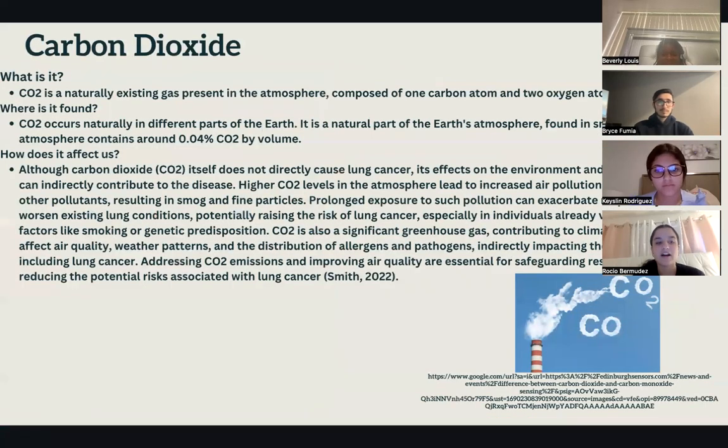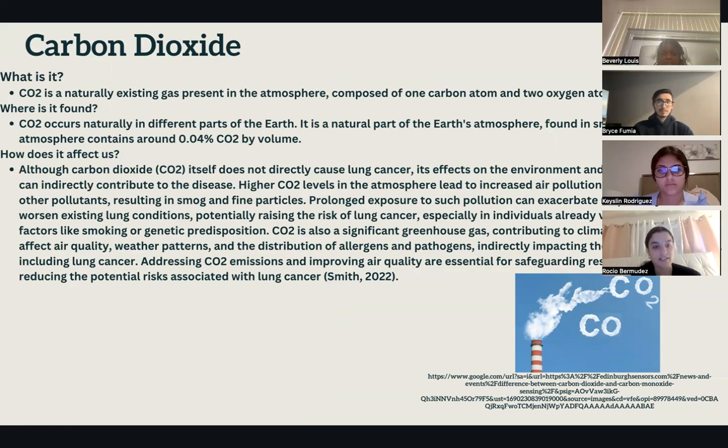And now carbon dioxide. I mean, I feel like most of us know what carbon dioxide is. It's a naturally existing gas in our atmosphere. It's composed of one carbon atom and two oxygen atoms. It's honestly found in different parts of the earth. I mean, it is in the earth's atmosphere, and it's found in very small amounts. It makes up 0.04% of the atmosphere.